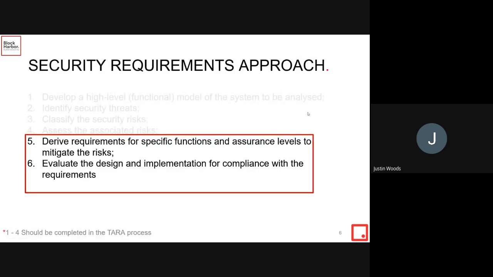So again, here are the steps you would take while doing a TARA, and it is the last steps here that some companies may not even want this level of detail. They might be doing this on their own, but it's always helpful to give pointers. You're going to be deriving those requirements for specific functions and assurance levels to mitigate the risks and evaluate the design and implementation for compliance with the requirements. So that last step is going to be the testing phase.